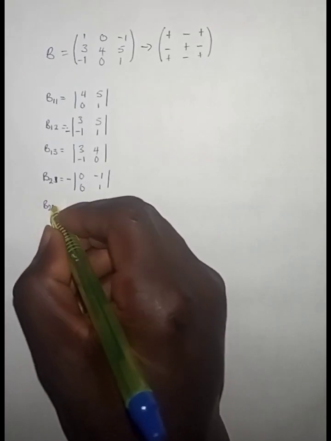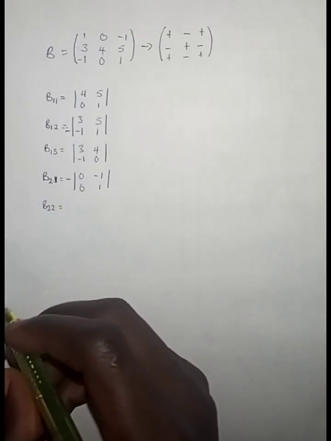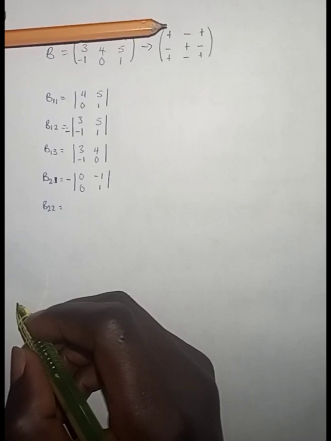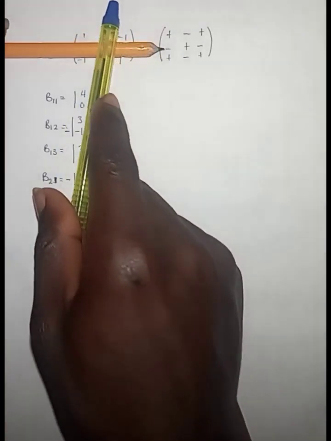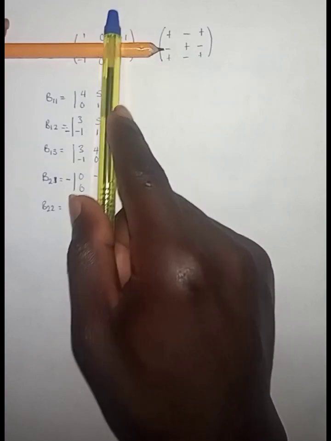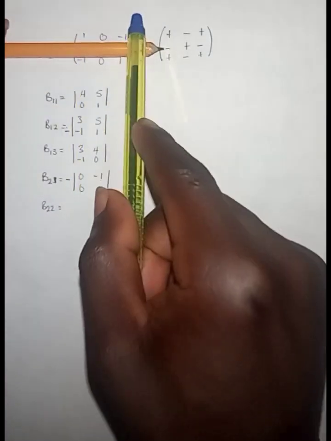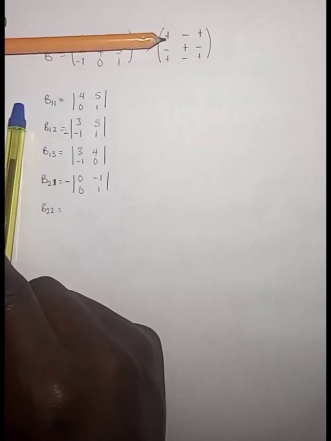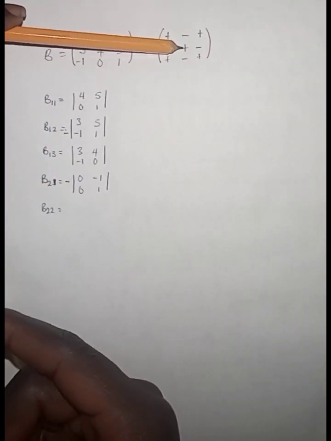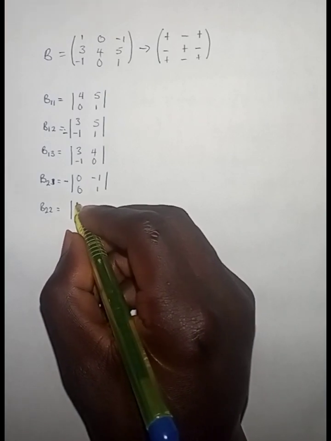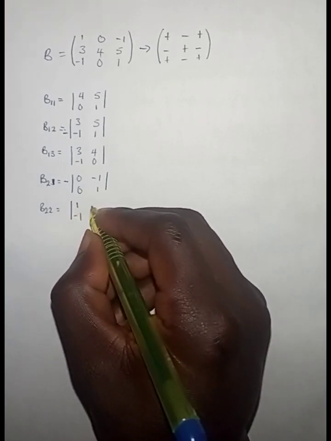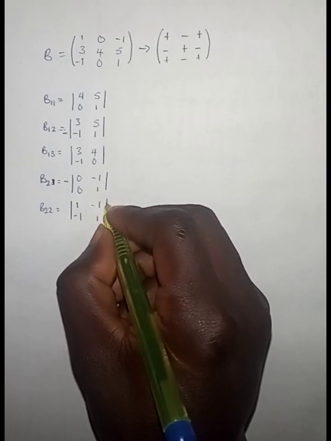For B22, we block the row, which is row 2, this time around column 2. And we're left with 1, minus 1, minus 1, and 1. And what's the sign? Sign is plus.